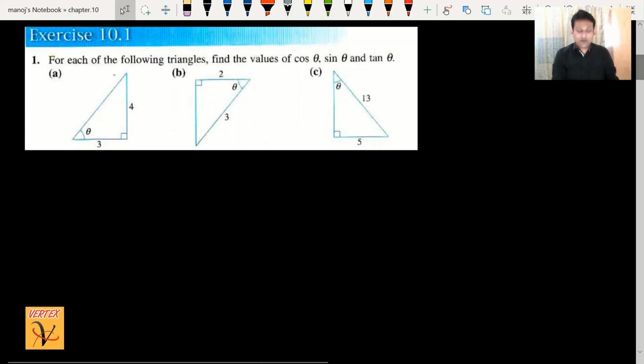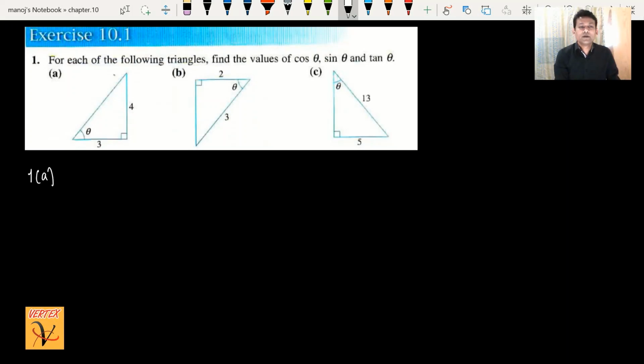Okay, first question. This is very simple. There is no problem to do this part. We just need to find the cos theta, sine theta, and tan theta. I'm just doing a part. Okay, cos theta, sine theta, and tan theta.